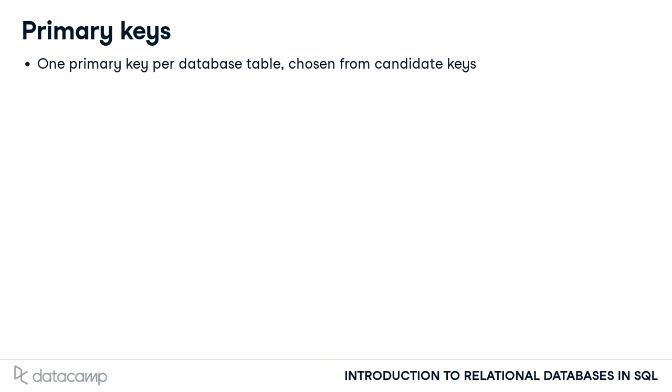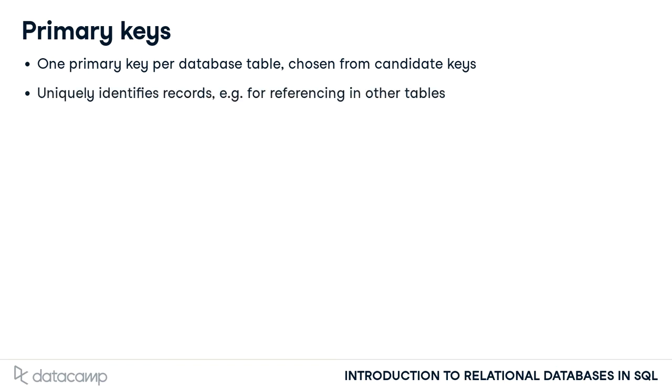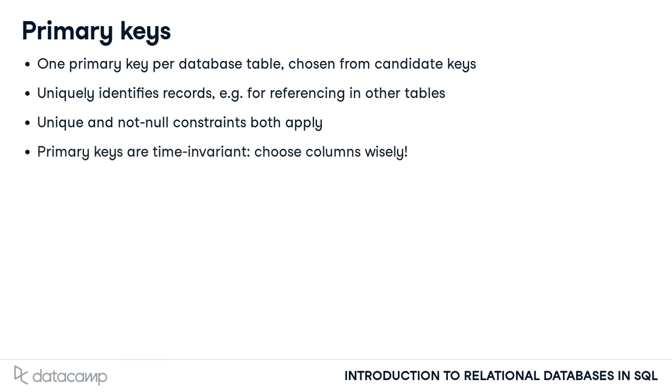This makes it easier to reference these records from other tables, for instance, a concept you will go through in the next and last chapter. You might have already guessed it, but primary keys need to be defined on columns that don't accept duplicate or null values. Lastly, primary key constraints are time invariant, meaning that they must hold for the current data in the table, but also for any future data that the table might hold. It is therefore wise to choose columns where values will always be unique and not null.